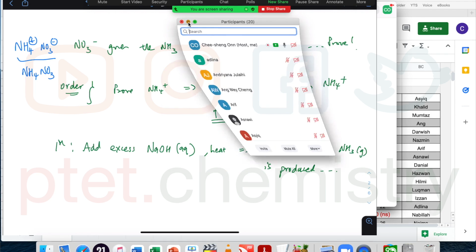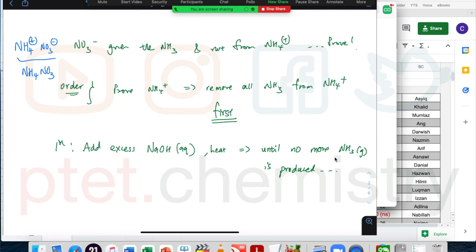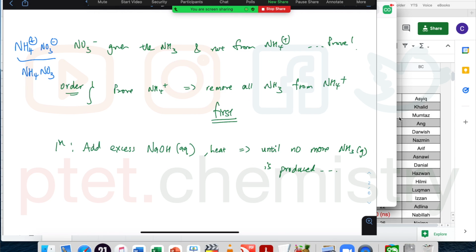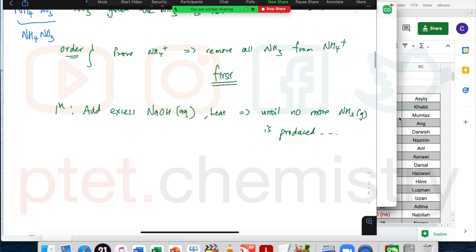Yes, Arif. So how can you prove no more ammonia is present or no more ammonia is being produced? You might have to unmute yourself to talk. What do you see? But then we are trying to prove no more ammonia is produced. So when there is no more ammonia given off, what would you see? So it just remains as red. So that means no more ammonia.